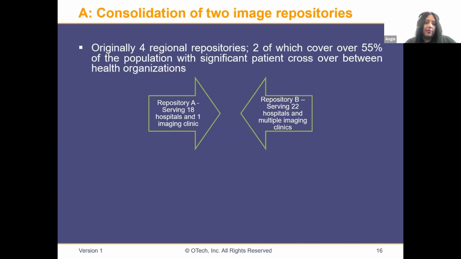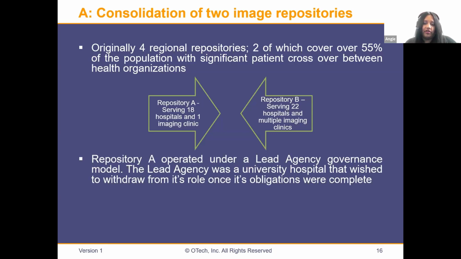The project that I'm going to speak about first here is a repository consolidation of two imaging repositories. Repository A, originally serving 18 hospital corporations and 1 imaging clinic. Repository B, serving 22 hospital corporations and multiple clinics. Originally, the jurisdiction itself had 4 regional repositories, 2 of which covered over 55% of the approximate 14 million population. And of course, there was significant patient crossover and referral patterns between the health organizations.